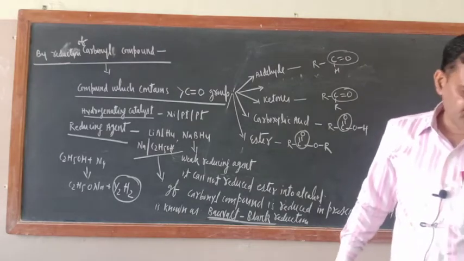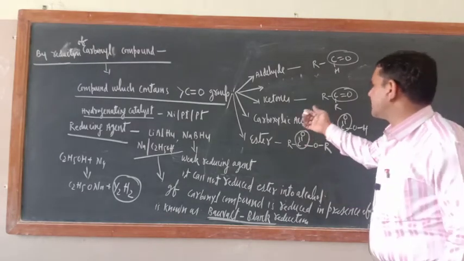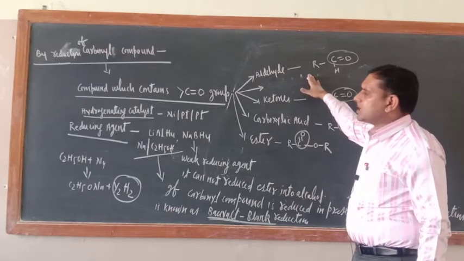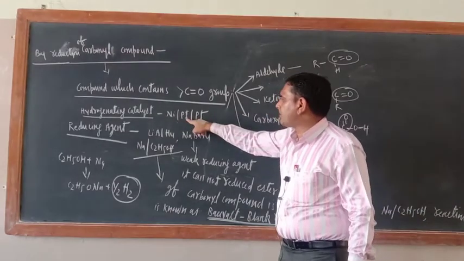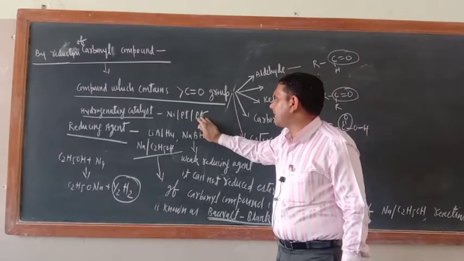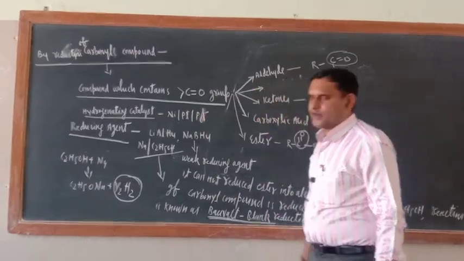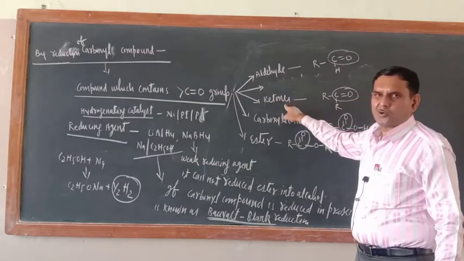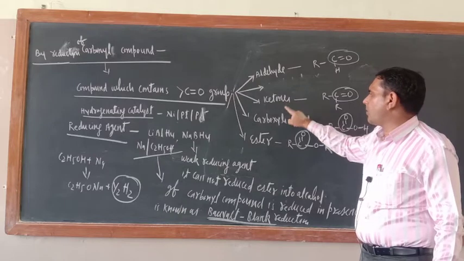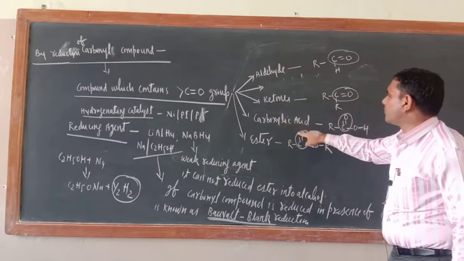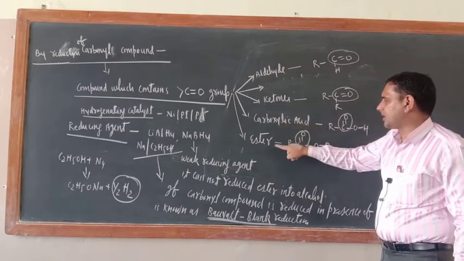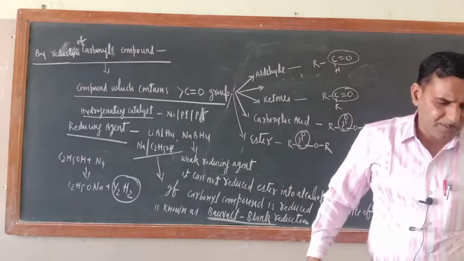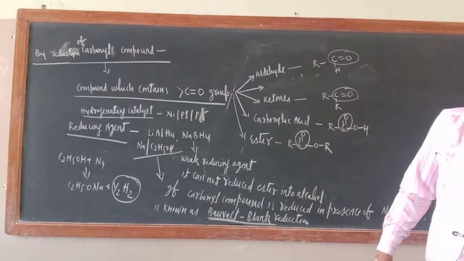Actually, aldehyde very easily gets reduced. So you can take Ni, Pt, or Pd, palladium. Now, a little bit of difficulty: ketone will undergo reduction, so take here sodium borohydride. For carboxylic acid you take lithium aluminium hydride, and for ester you take Na/C2H5OH. That would be the better choice.